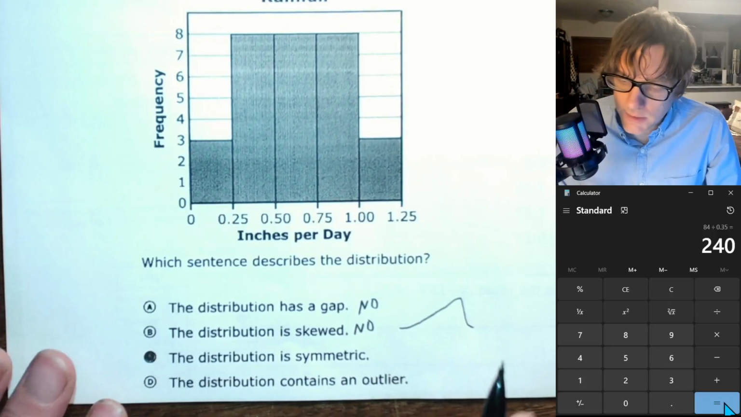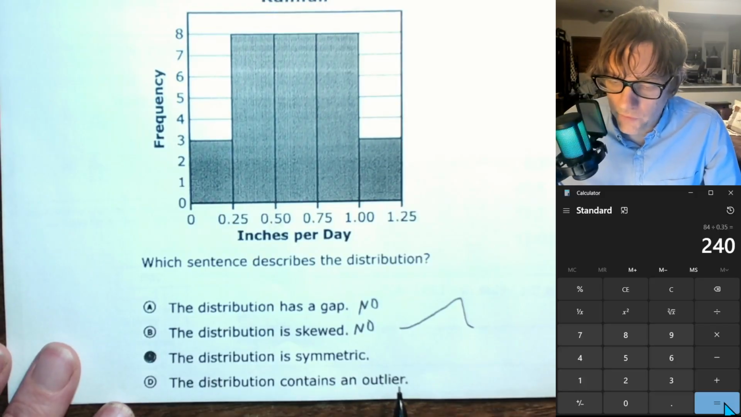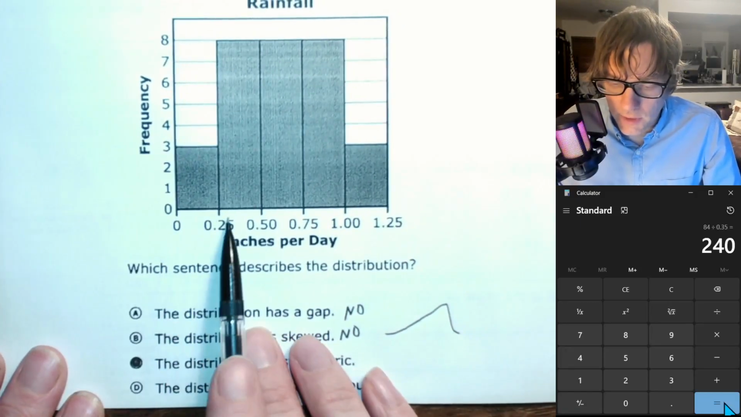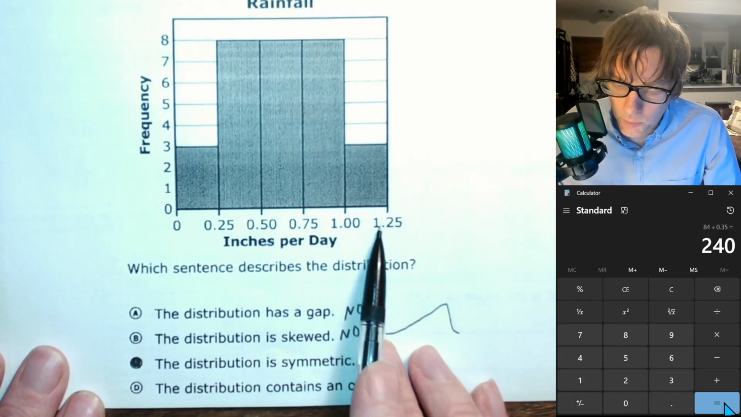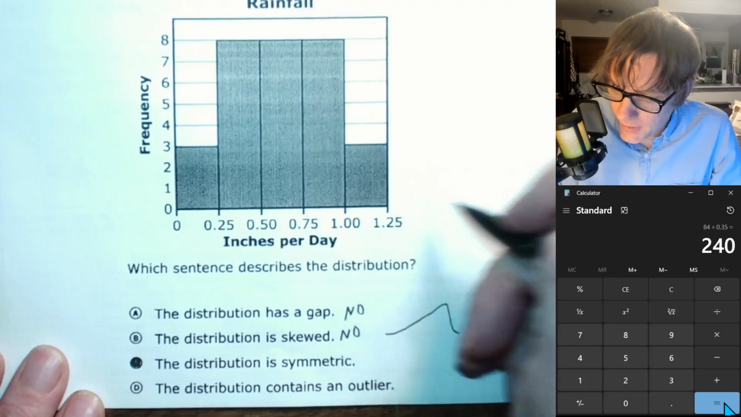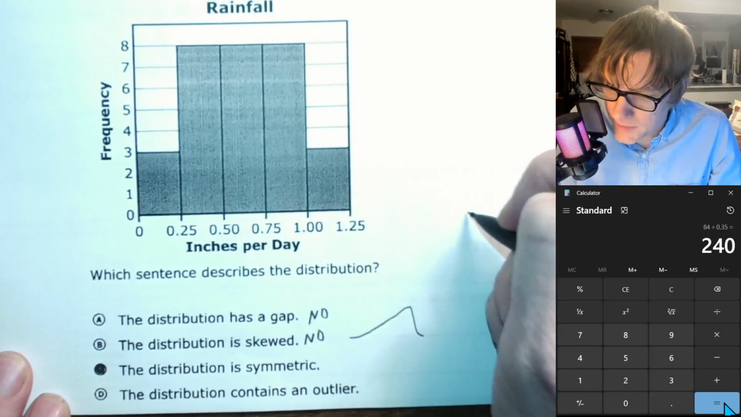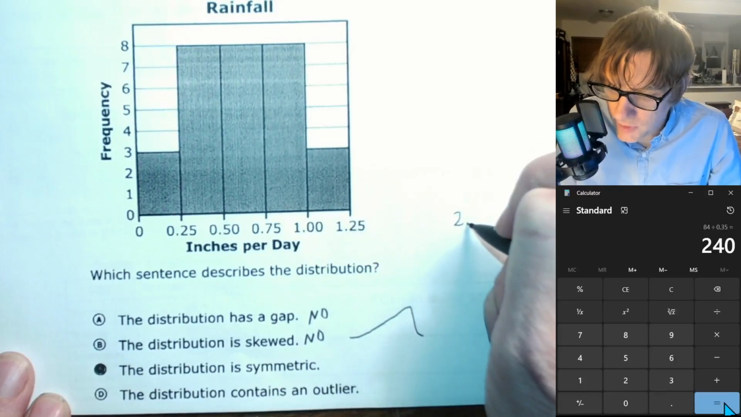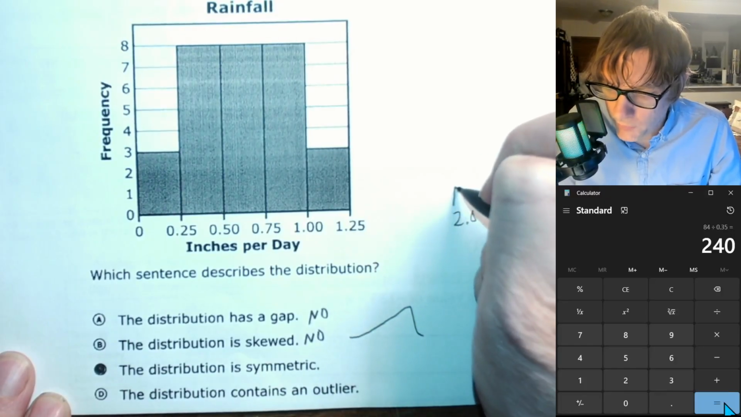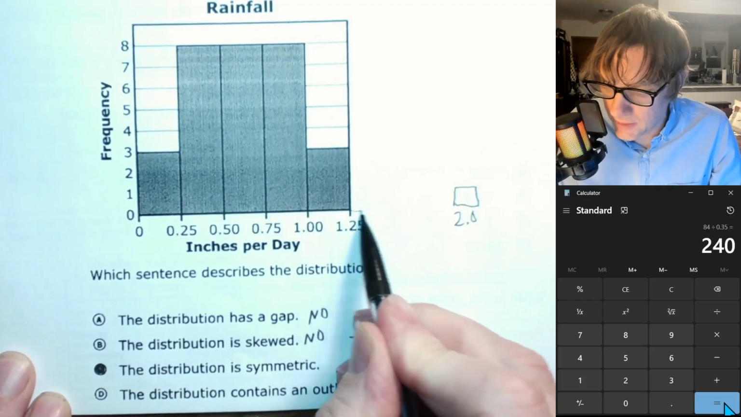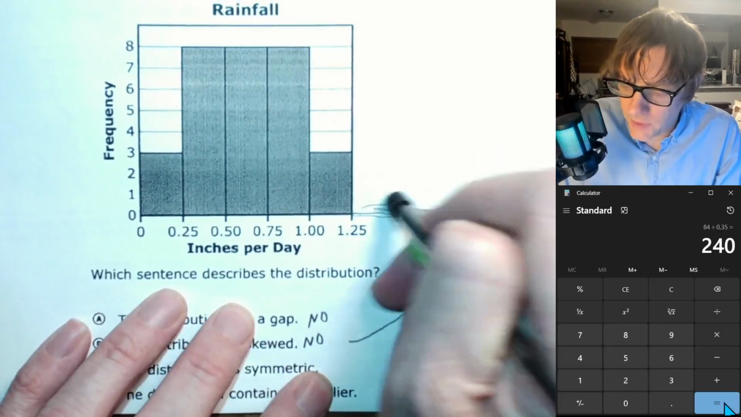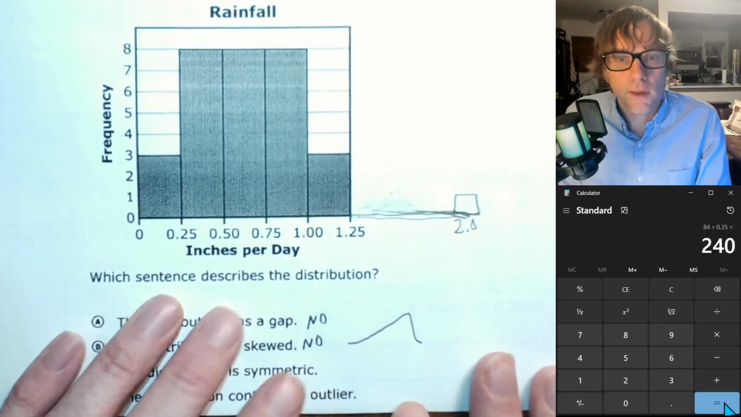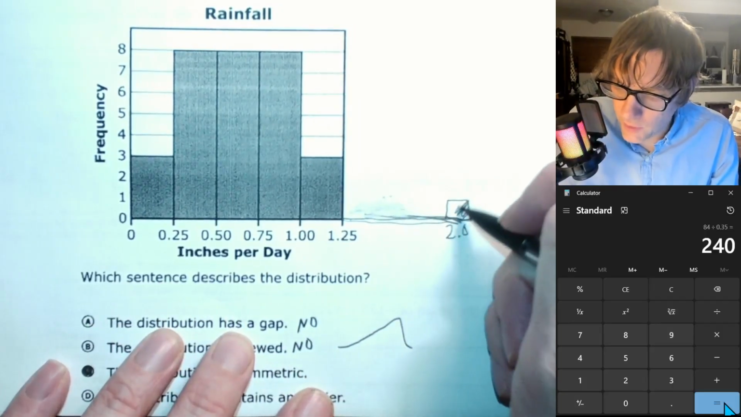Remember, an outlier is a data point that lies really far outside of all the rest of the points. So for example, I have 0, 0.25, 0.50, 0.75, 1, 1.25. An outlier would be like if I had way out here, and I'm just kind of making this up here, at like 2, and I had 1 bar way out here. But then in between here and going out to there, I have nothing going on. So this would be an example of an outlier out here.